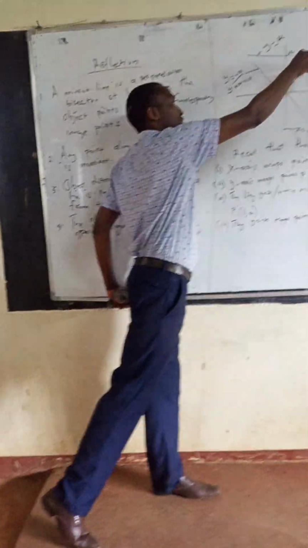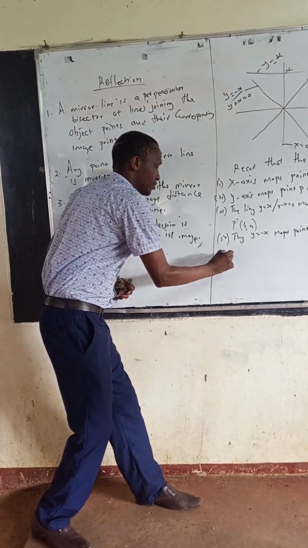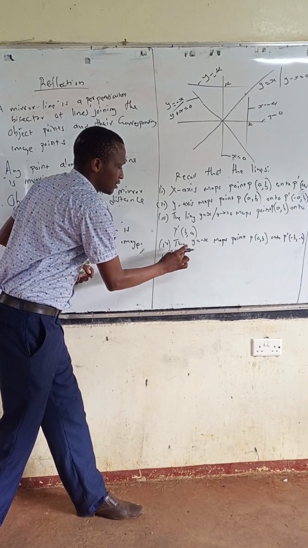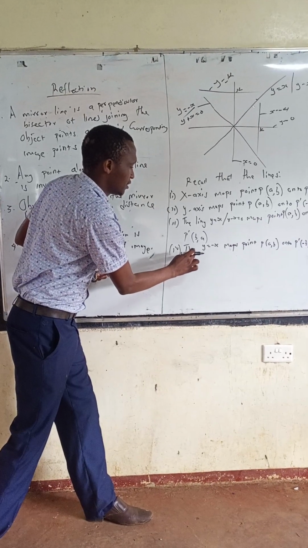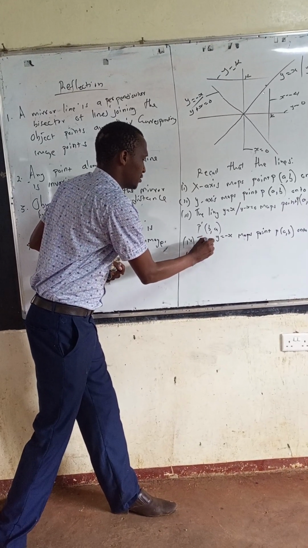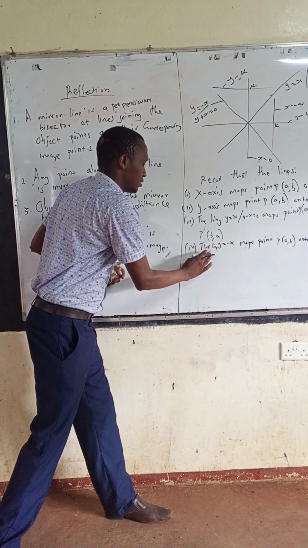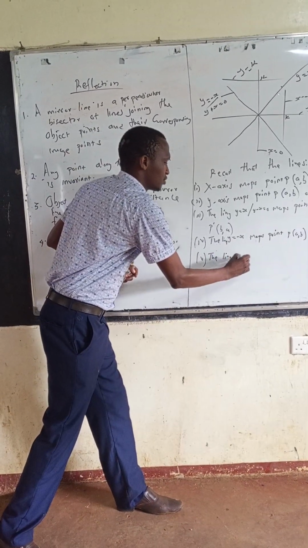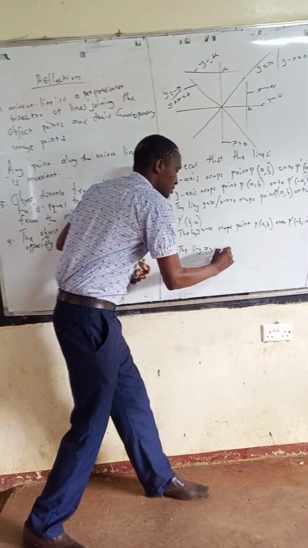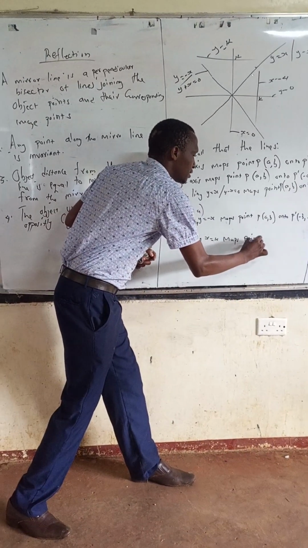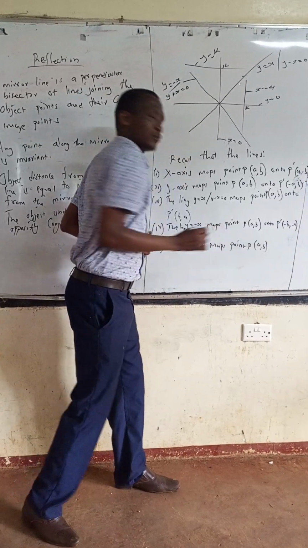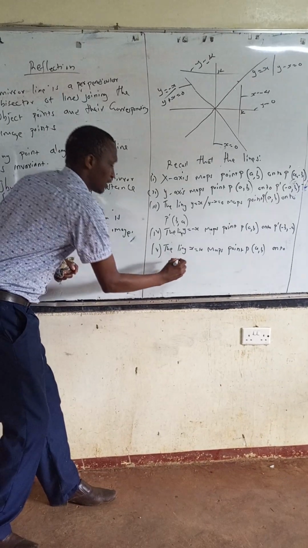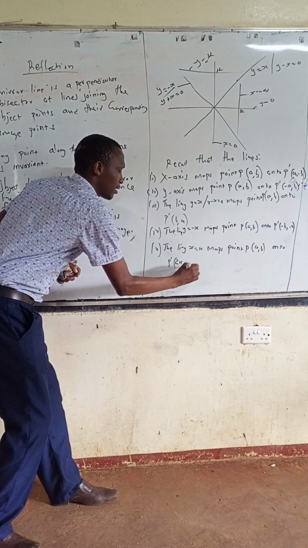And then another thing also, the lines which you have not touched on are the line y is equal to k and the line x is equal to k. Number 5, the line x is equal to k maps point P, which in this case is (A, B), onto P image, which is actually (2k minus A, B).